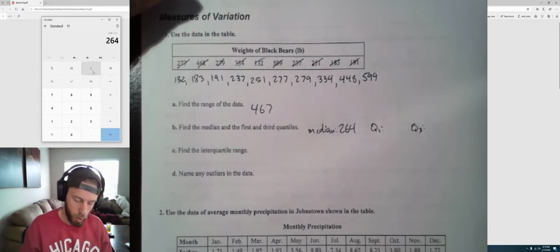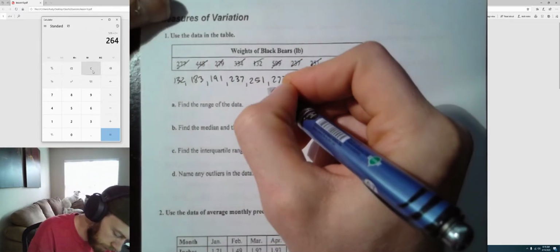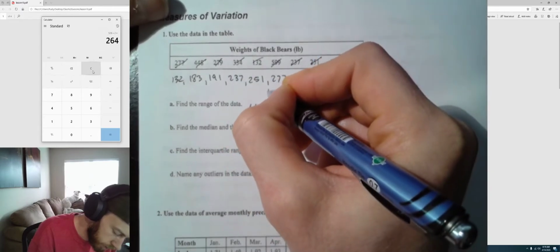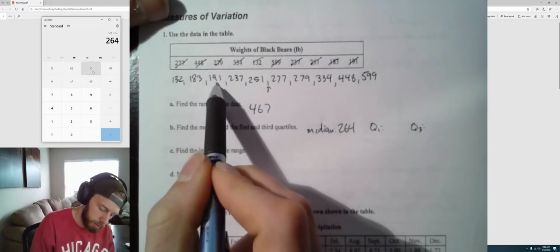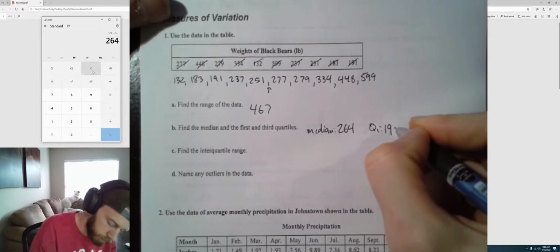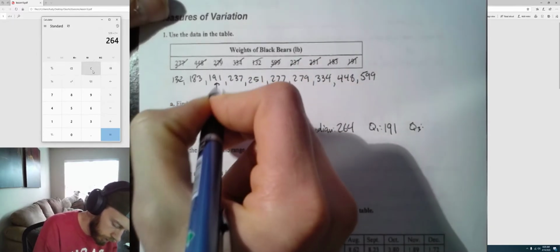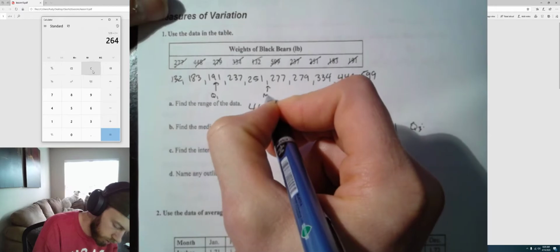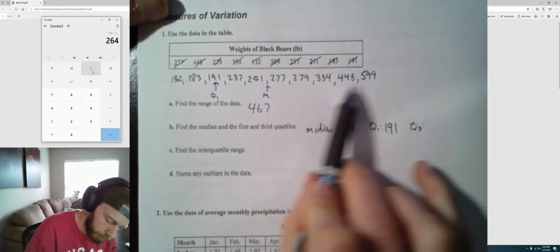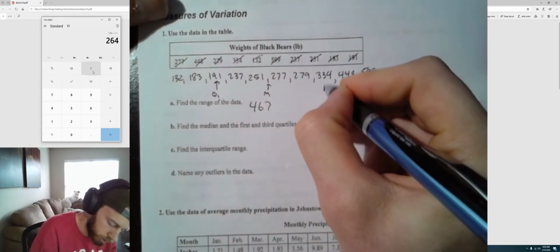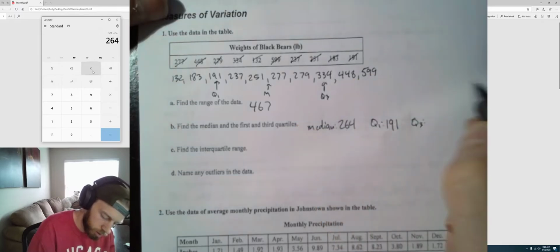And now we need Q1, which is going to be directly in the middle of that. So the middle of the first 5 numbers is going to be 191. Right there. Q1. That's the median. And then Q3 is going to be the middle of the last 5 numbers, which is right there, which is 334.